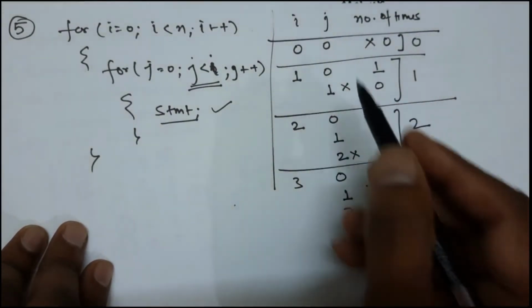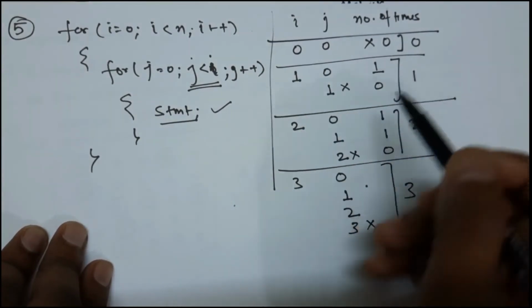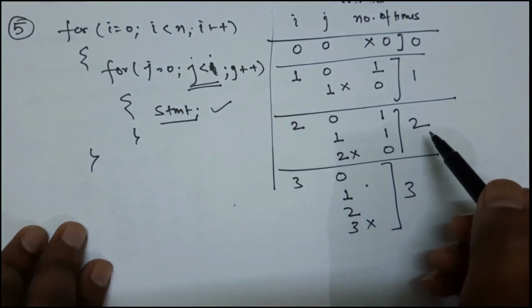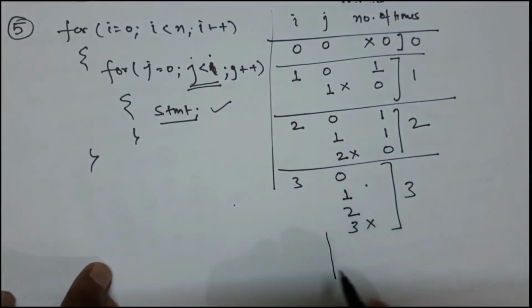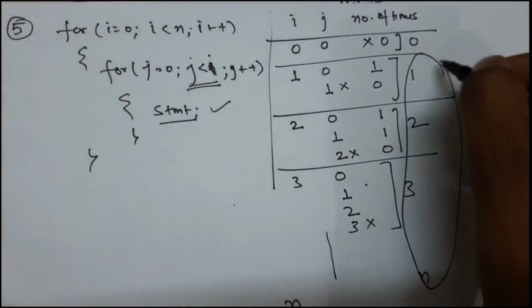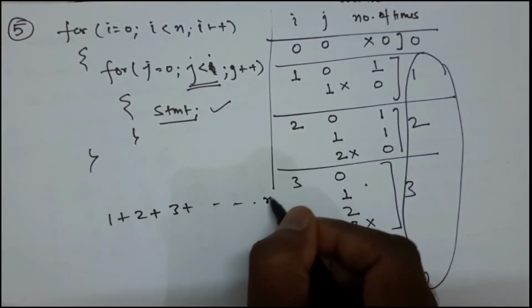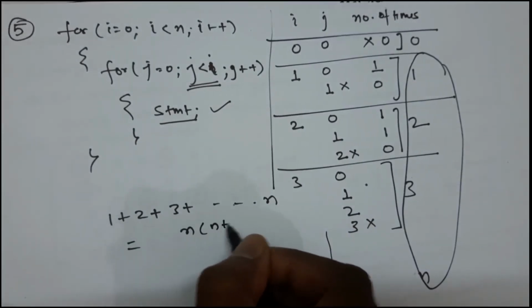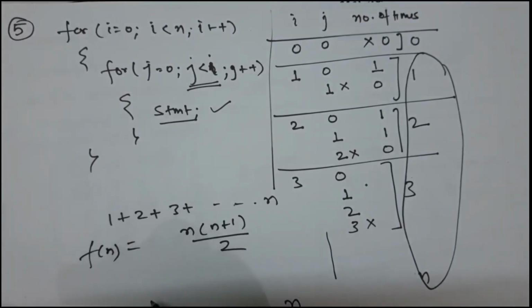So you can see that if i equals 1, it is executing for 1 time. If it is 2, it is executing the statement for 2 times. If i equals 3, it is executed for 3 times, and so on. If i equals n, the statement will be executed for n times. So how many times will the statement be executed? That is 1 plus 2 plus 3 up to n, which is n into n plus 1 upon 2. So this is your time function f of n. So what is the time complexity? That is order of n square.